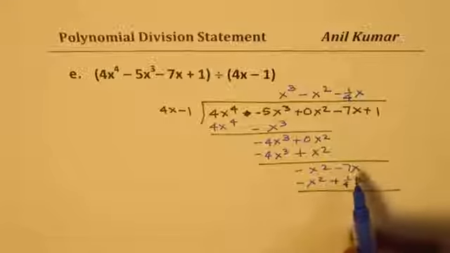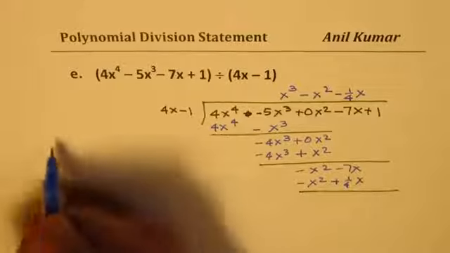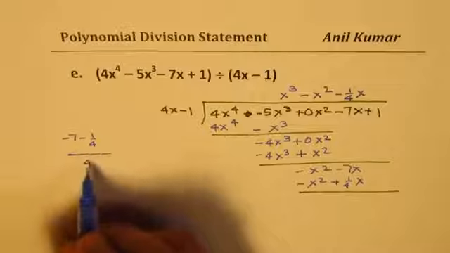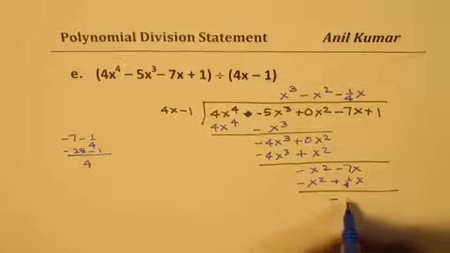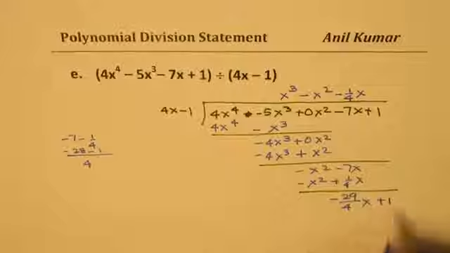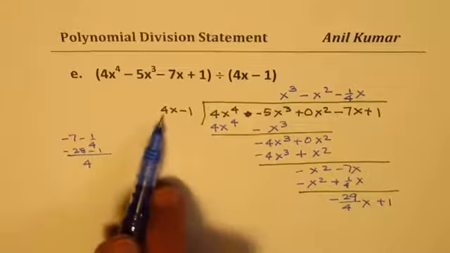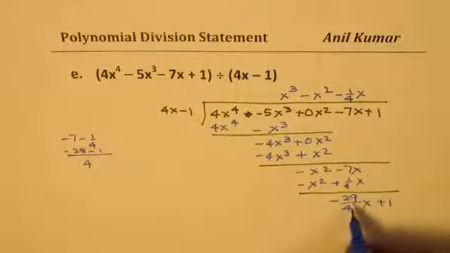Now you need to take away from 7 1 over 4. So it becomes what? You can do it on the side. So we have minus 7 minus 1 over 4. Common denominator being 4, we get minus 28 minus 1. So we have here minus 29 over 4x. And bring down plus 1. Correct? Now we should be multiplying this by 29 times, because one of the 4's will get cancelled. So we have to divide it by 29 over 16, right?